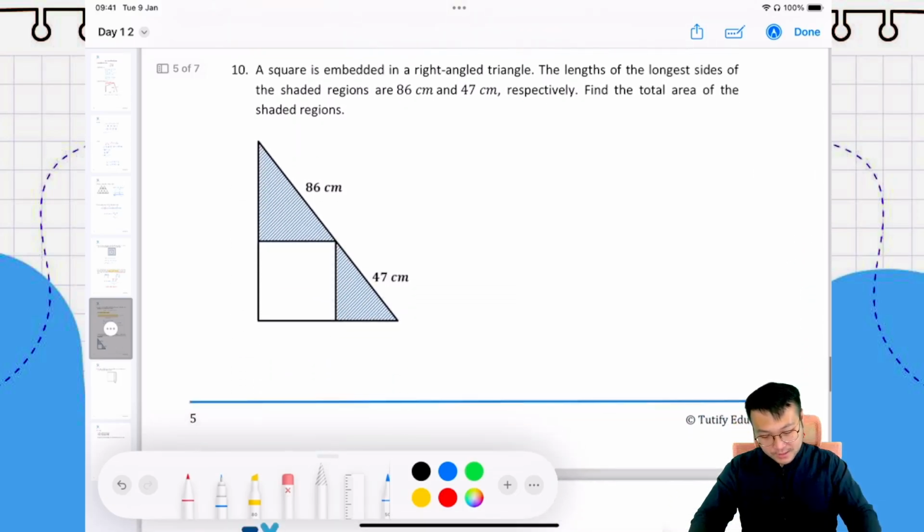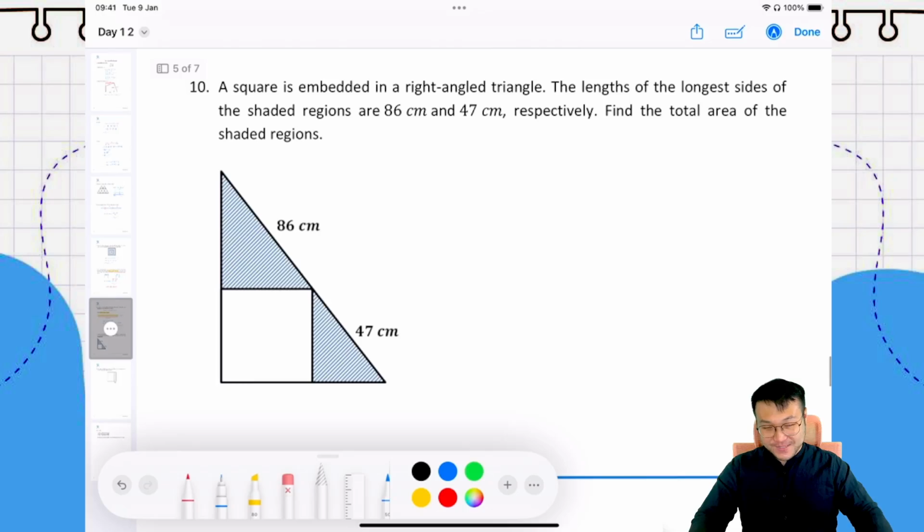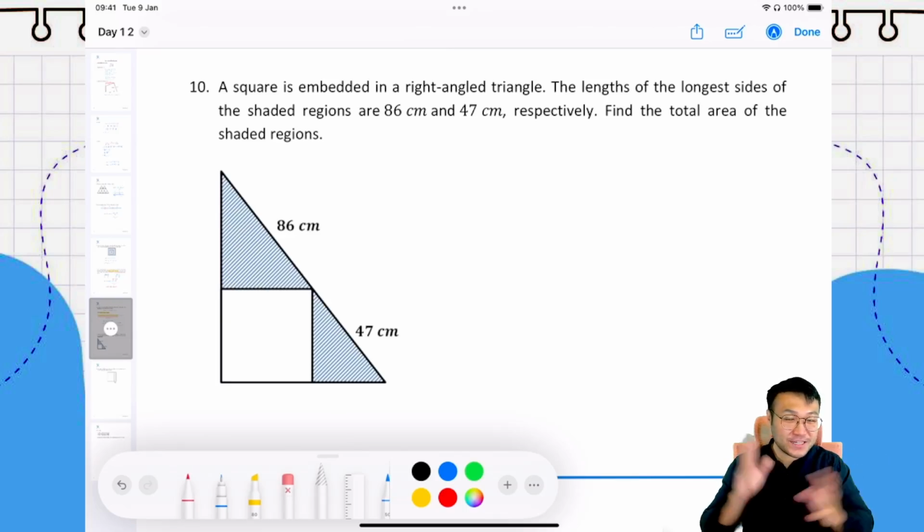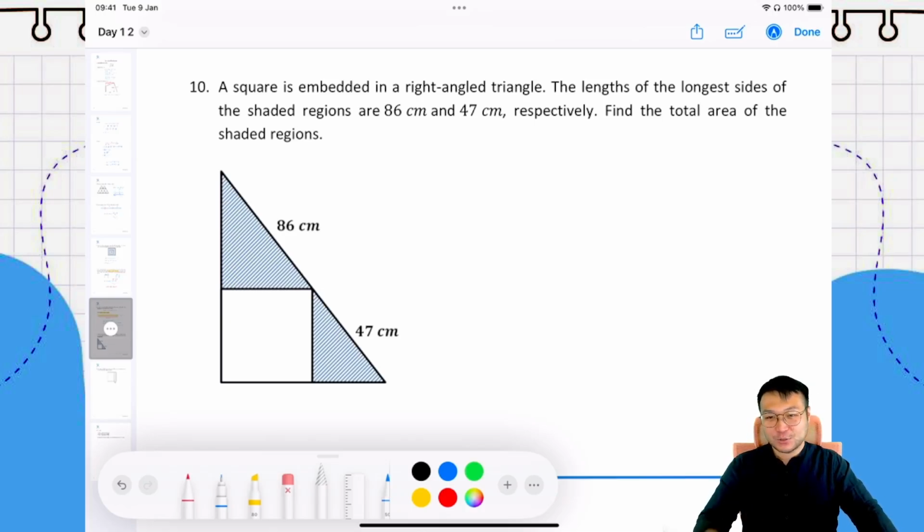Alright, now let's try question 10. Geometry again, students. Remember what I told you? Remember I told you you should cut and paste, move things around? Please use your visualization skills to cut and paste the shaded area. Then you'll be able to get the answer. Come, I give you 2 minutes.